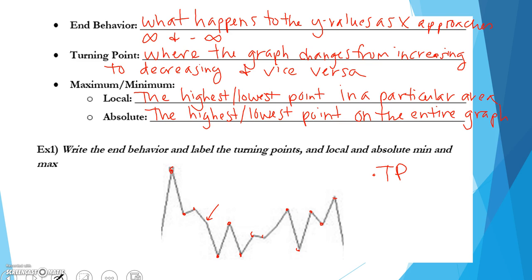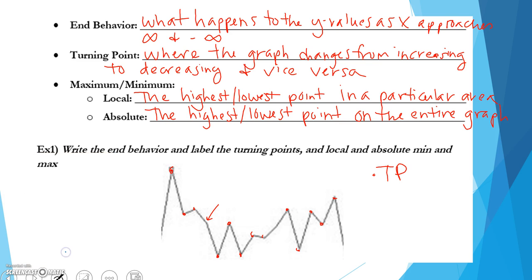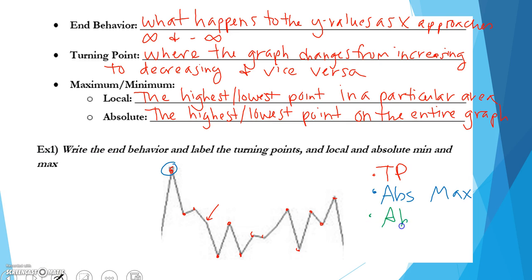So then I'm going to do the absolute and local maxes and mins. I'm going to use blue and make that my absolute max. So absolute max would be the absolute tallest point, and that would be right there. And then I'll do absolute min. I'll make that green. And that would be the absolute lowest point, which I would say is right there.